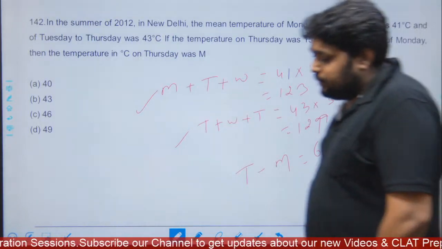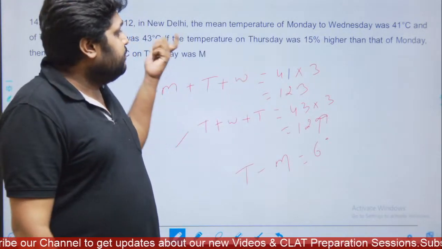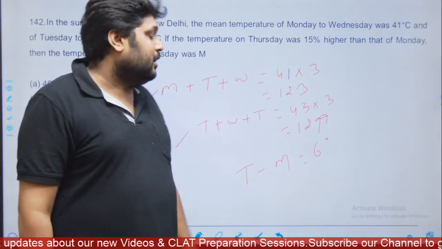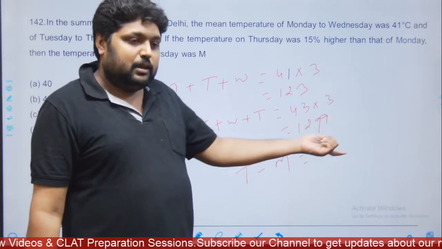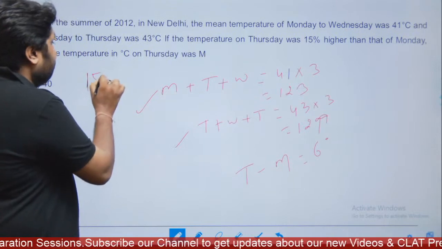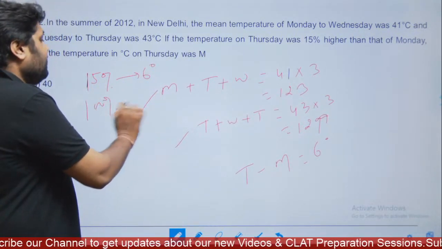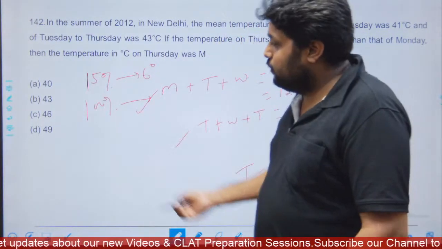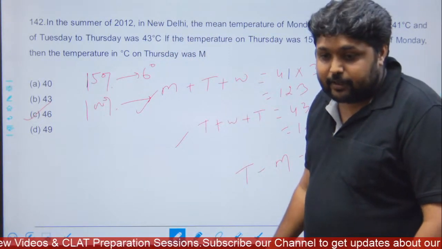The temperature on Thursday was 15% higher than Monday. It means the difference between the temperature of Monday and Thursday is 15%, and that is equal to 6 degree. So 15% is equal to 6 degree. So you can calculate the 100%, that will be the value of Monday, and adding 6 degree, that will be the value of Thursday. You can easily solve it. Basic average based question, answer will be 46, right?